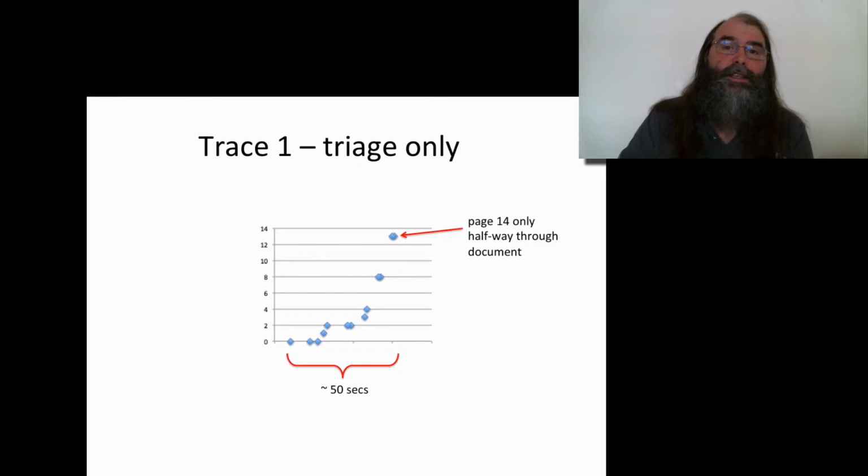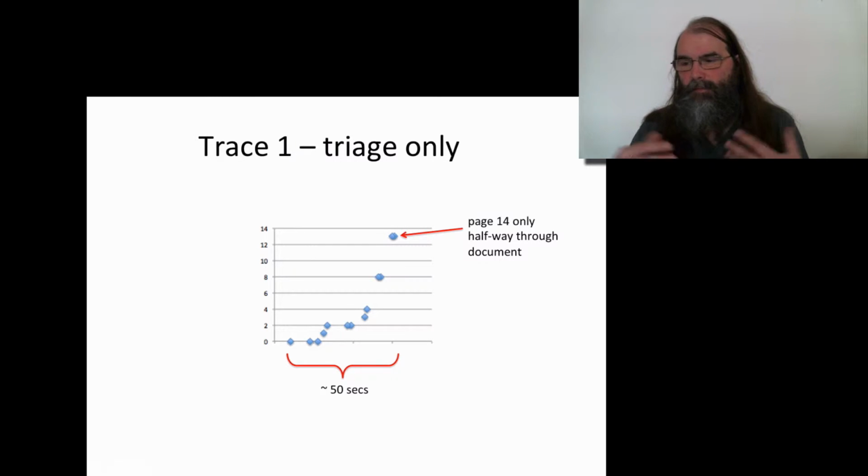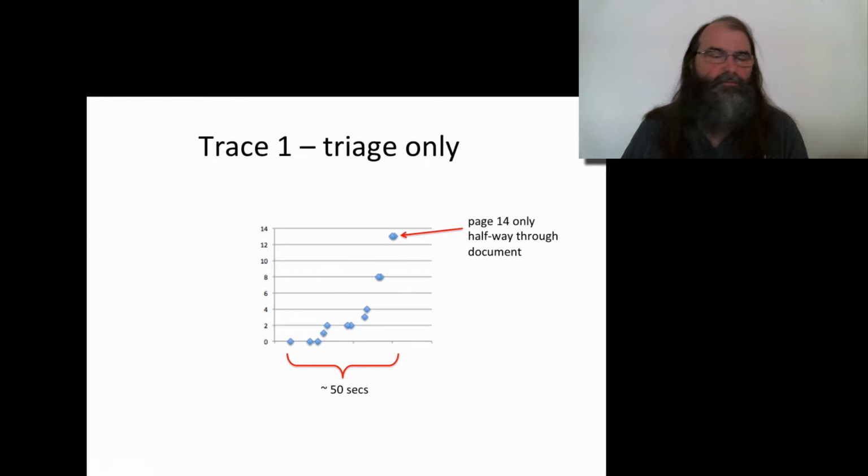So this is one of the traces from that, of the 3 students. This is a 50-second pass through half of the document. This is skimming the page, getting to page 14, halfway through the document and stopping. Deciding it wasn't worth reading, clearly.